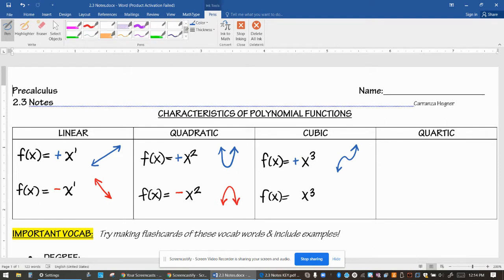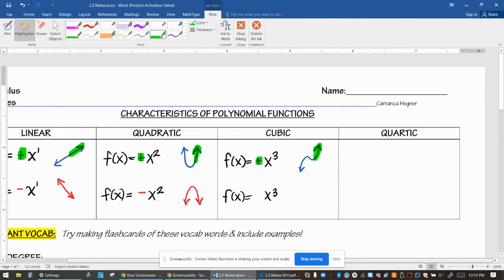But notice, anytime the leading coefficient is positive, the right side of your function is always rising. But if the leading coefficient is negative, then the right end will be falling.